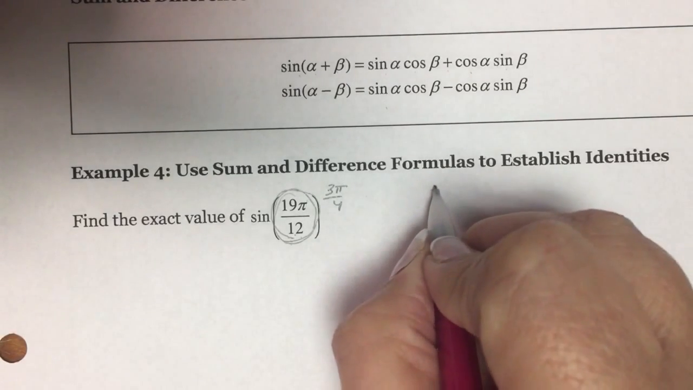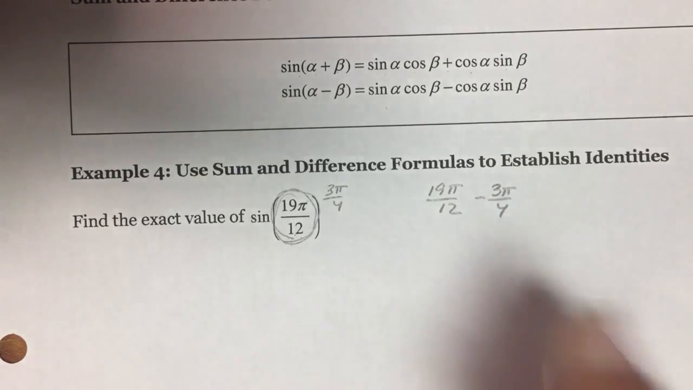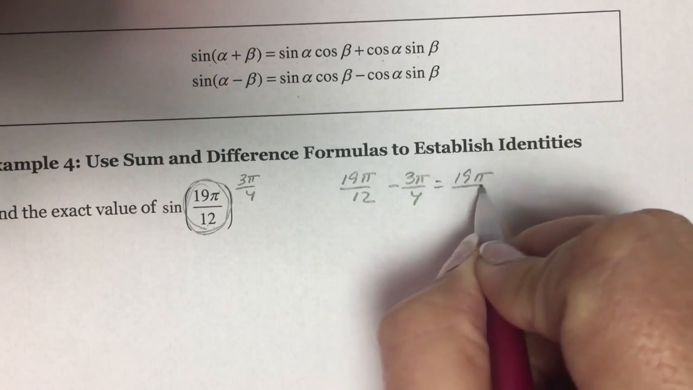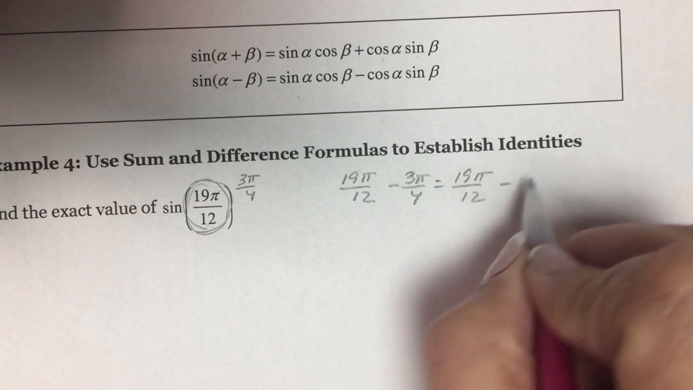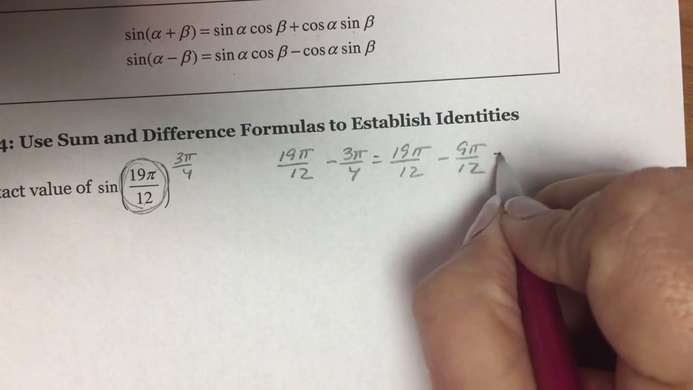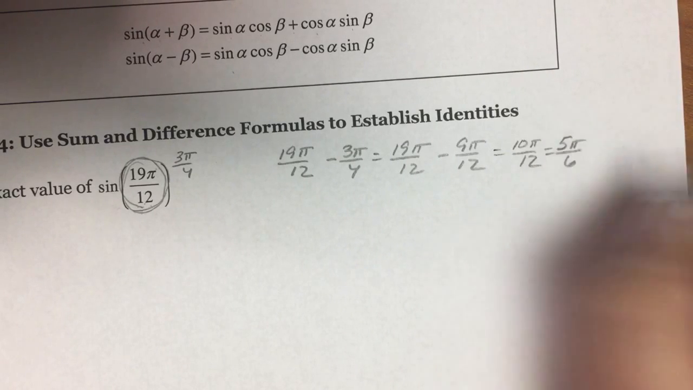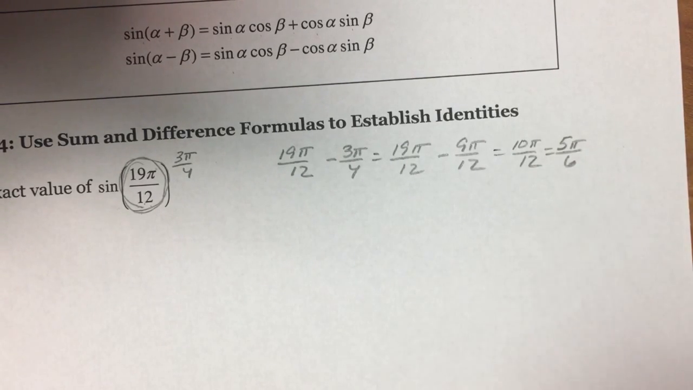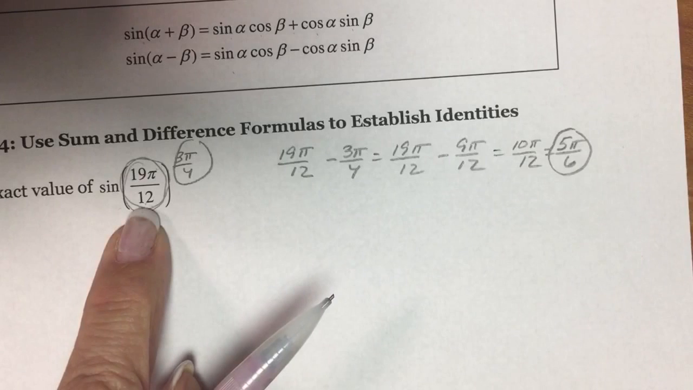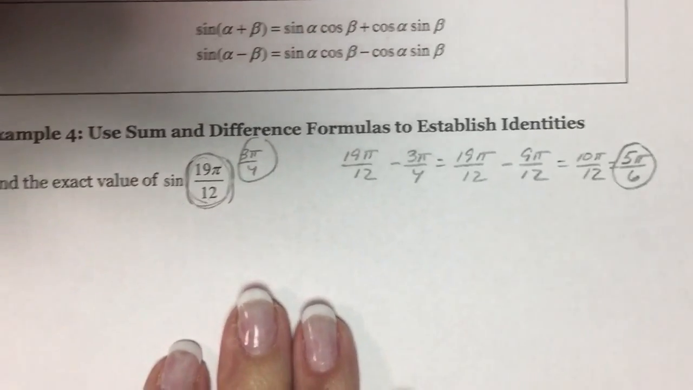Now, how am I going to figure out the other angle? Well, I'm going to take 19 pi over 12 and subtract 3 pi fourths, and I'm going to hope that I'm going to get one of my special angles. Well, that would be 19 pi over 12 minus, if I get a common denominator, this is going to be 9 pi over 12. Which gives me 10 pi over 12, which reduces to 5 pi 6, which is one of our special angles. So what I just figured out is that if I add 5 pi 6 and 3 pi fourths, I'm going to get 19 pi over 12. Are those the only two angles? Probably not, but those are the two that I'm going to use.